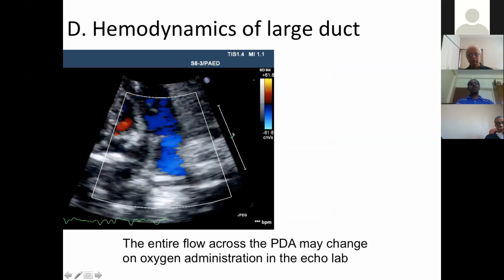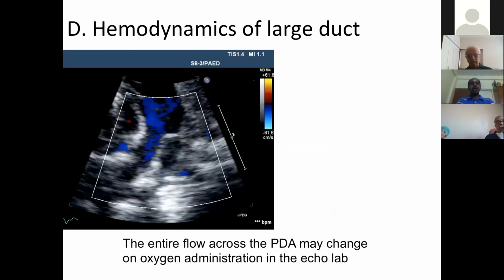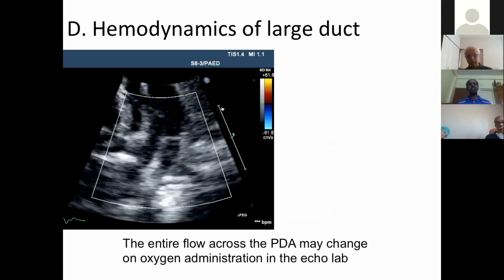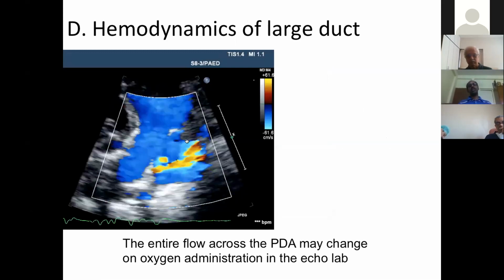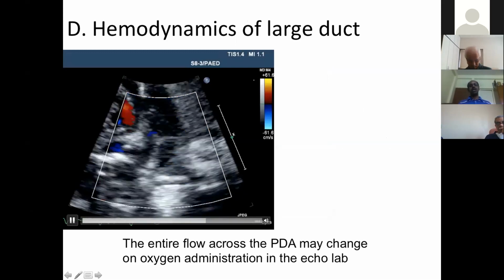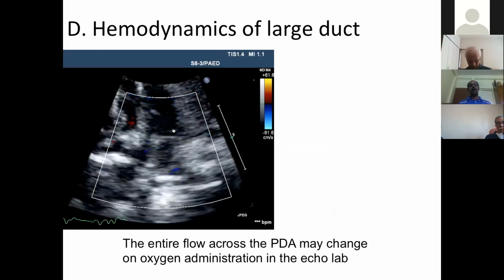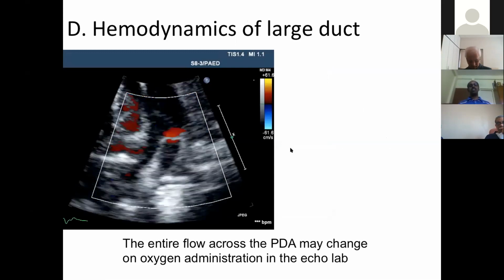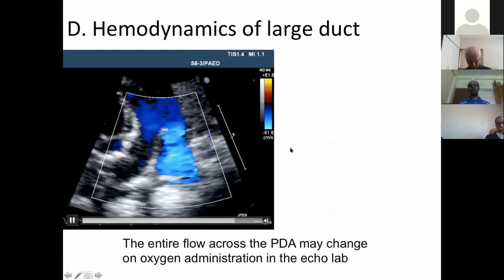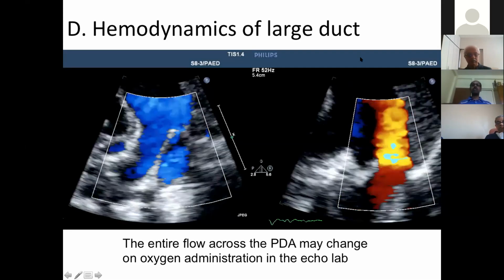Next thing about the difficulty of hemodynamics of a large PDA, the entire PDA shunt may change very dynamically in a sick patient on administration of oxygen. A large PDA which is completely shunting right to left, on oxygen intensively with respiratory physiotherapy, that same PDA starts to shunt completely left to right. Hemodynamics are fluctuant.